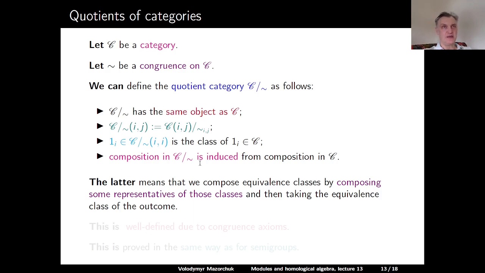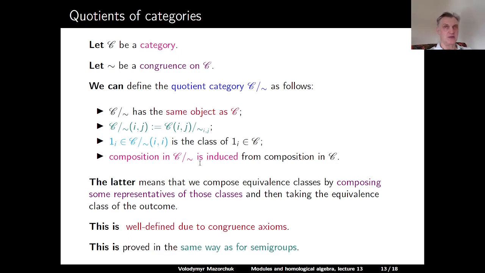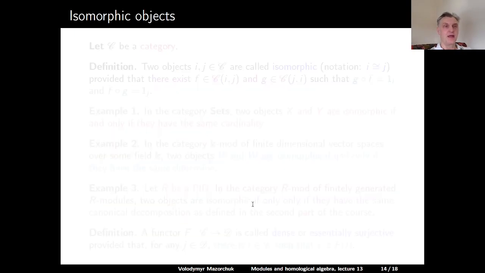So the composition is defined if and only if the representatives can be composed, and then we compose the representatives and pick the equivalence class which contains that composition. One needs to show, of course, that this is well defined because we define things on sets by picking representatives, but this can be proved similarly to semigroups using the congruence axioms. The congruence axioms are exactly the things which you need in order to prove that this is well defined. And so we can talk in this way about quotients of categories.